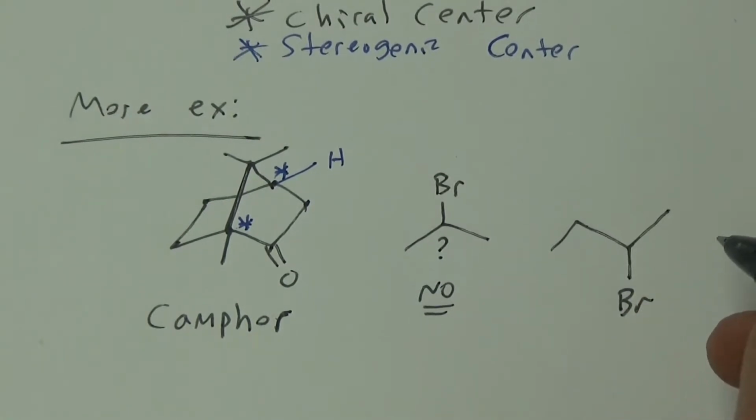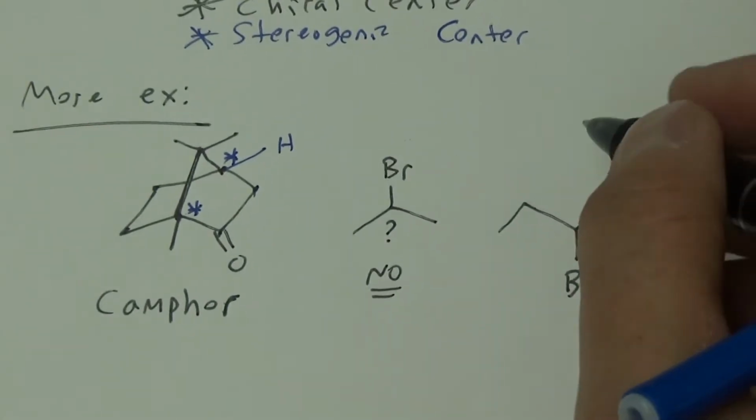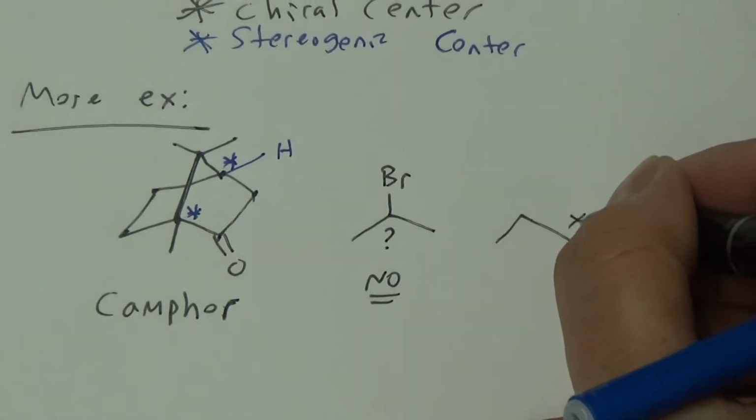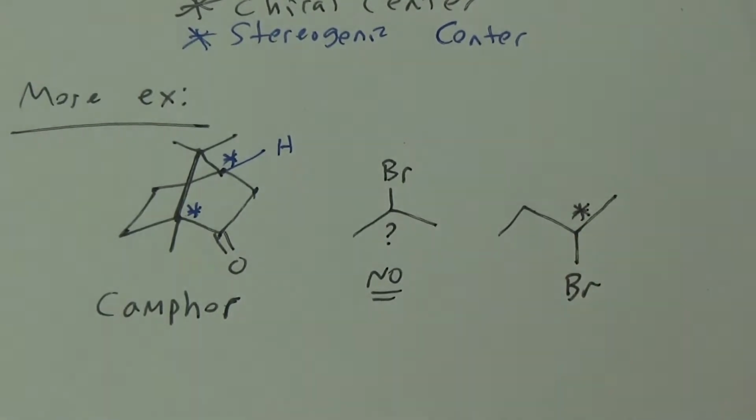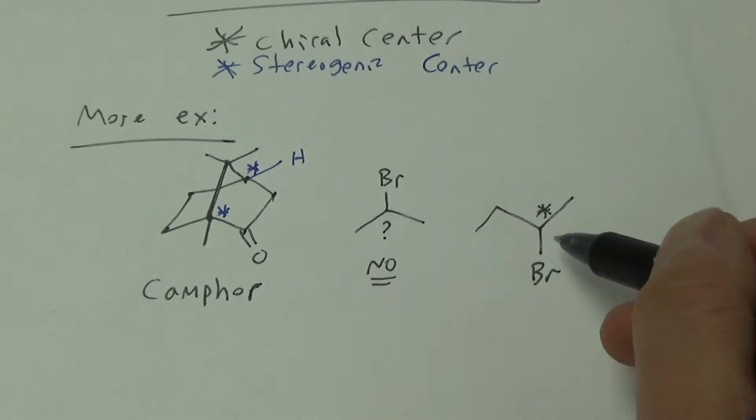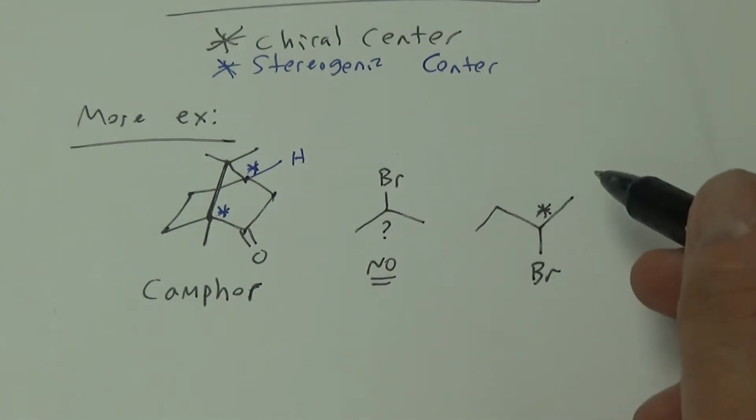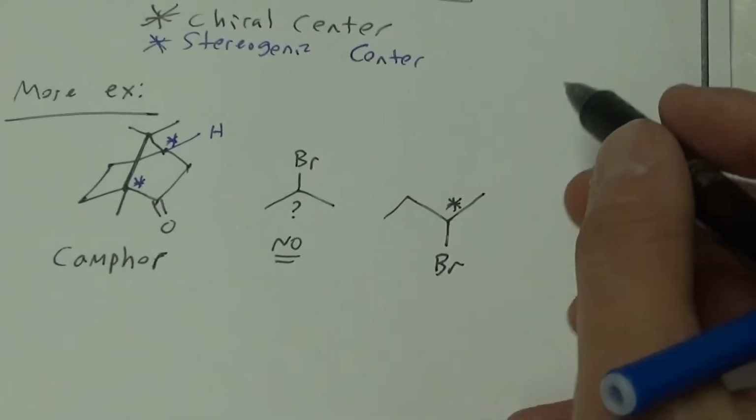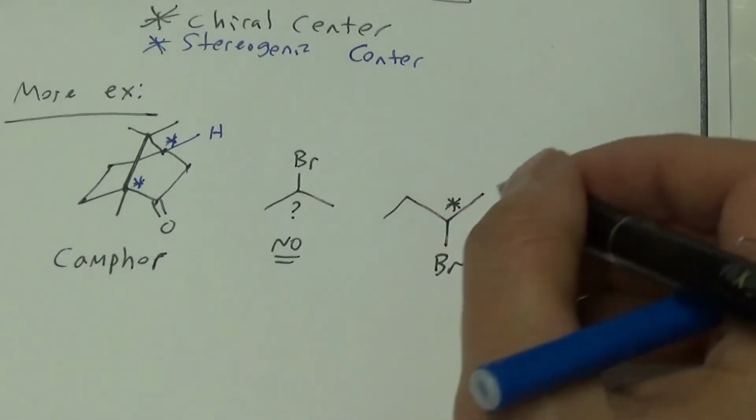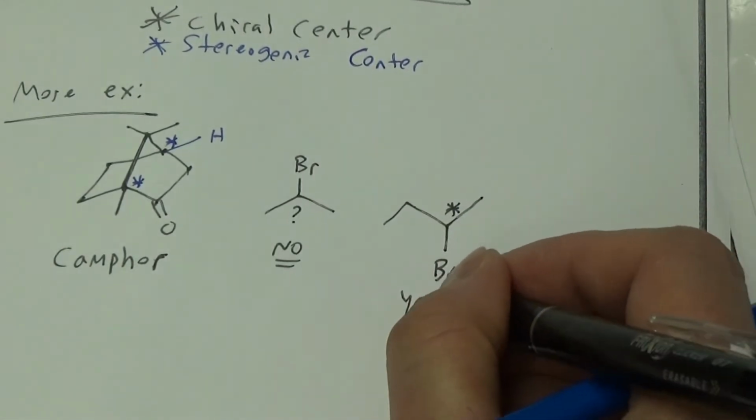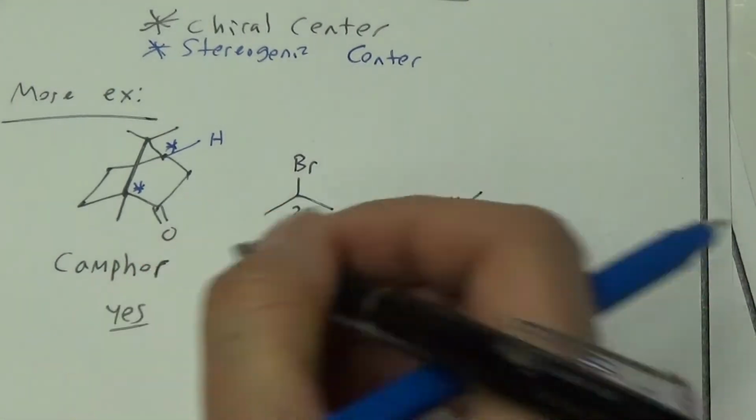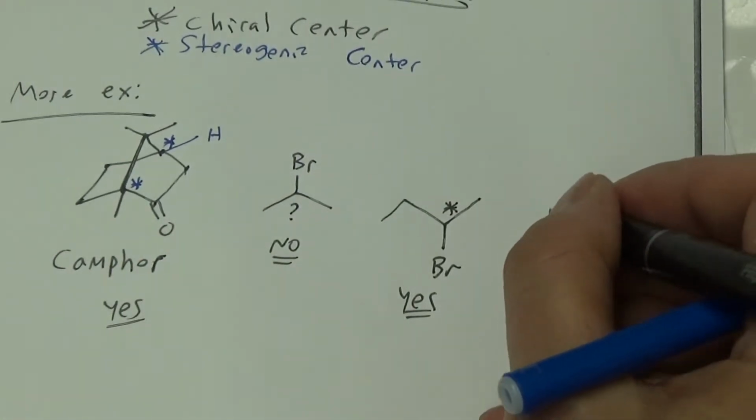But what about 2-bromobutane? Of course, now this is a chiral molecule with a stereogenic center, and there is the stereogenic center, right? Because there's 4 unique things on there. There's the bromine, the CH, the methyl, and the ethyl. Okay. So this is chiral, of course this is chiral.